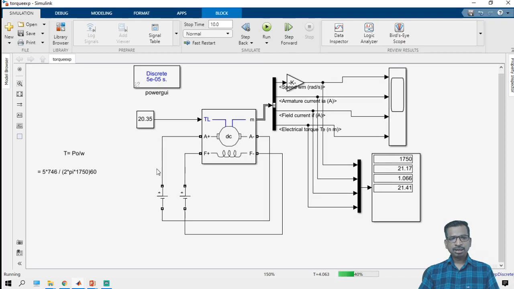See here, if you apply this value, then the motor is rotating at 1750, this is the rated RPM, and similarly the armature current is increased, and the field current is still constant, and here again the torque produced by the motor is about 21 Newton meter. See here, this 21 Newton meter is the electromagnetic torque produced by the motor. So now you should understand how much torque can be produced. That is called maximum torque by the motor.